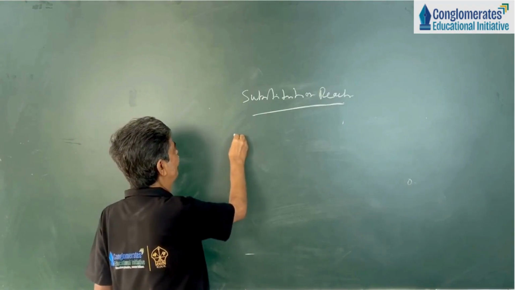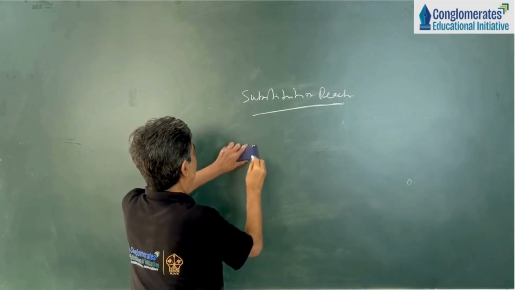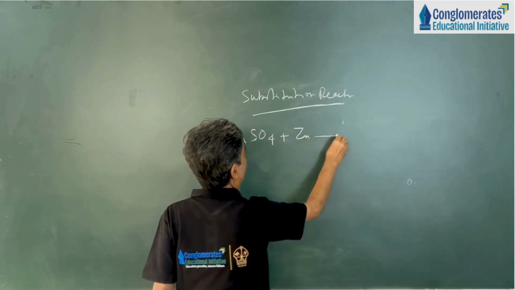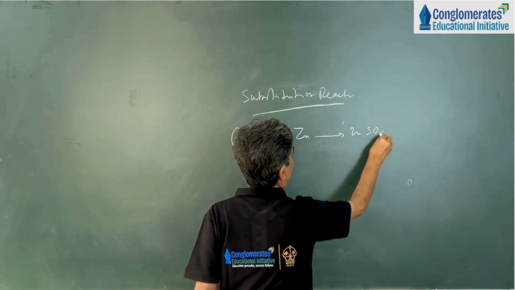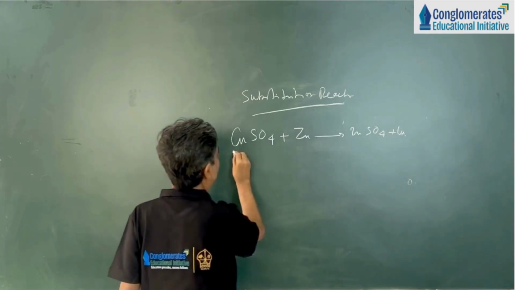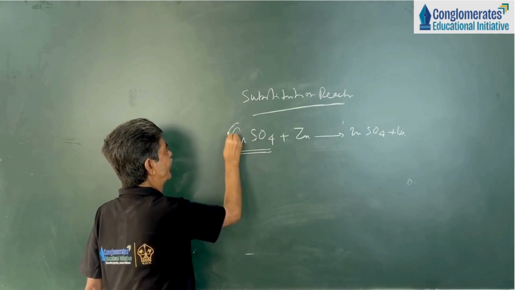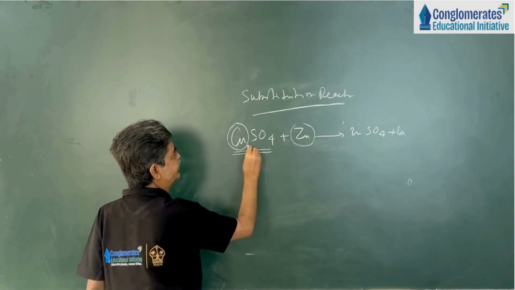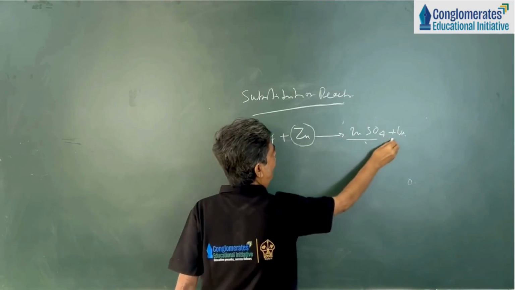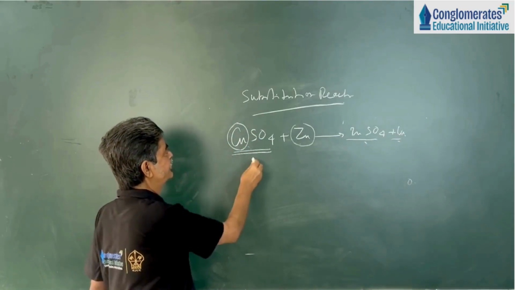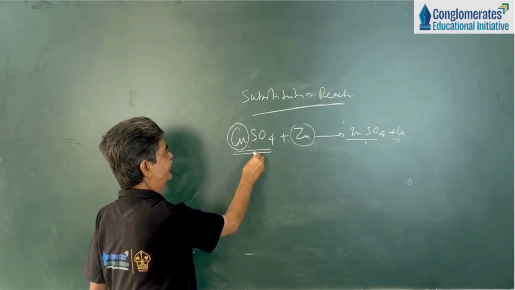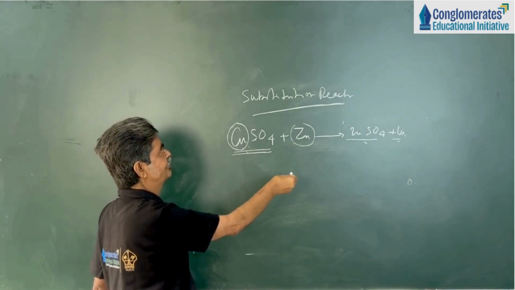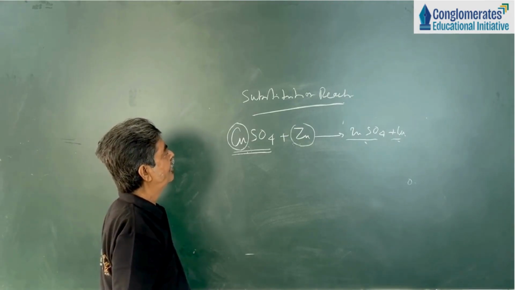The most common example is, suppose, copper sulfate plus zinc gives zinc sulfate plus copper. Now you see, in copper sulfate, the copper is substituted by zinc, which takes its place to form zinc sulfate, and copper is freed as Cu. This is called substitution reaction or displacement reaction, because zinc displaces or substitutes copper from copper sulfate.